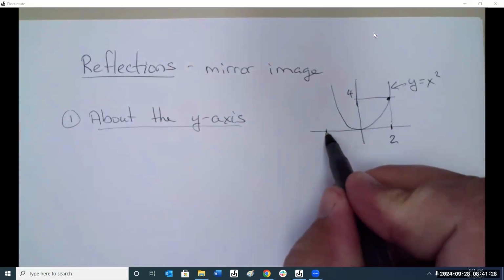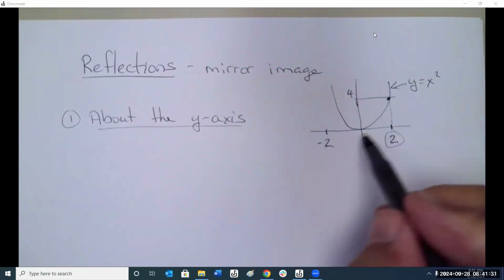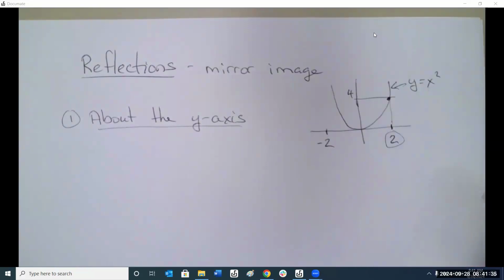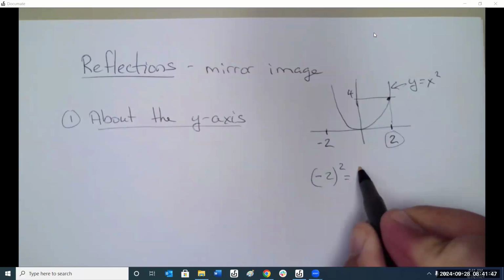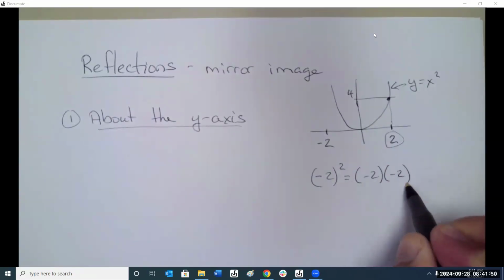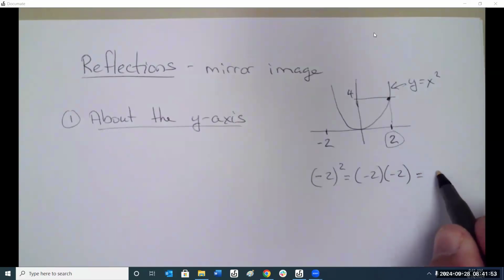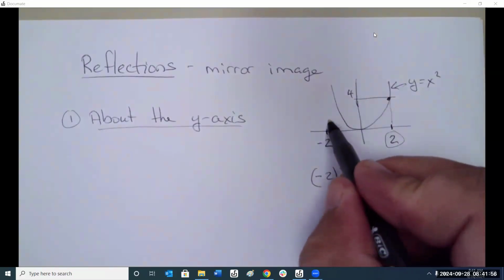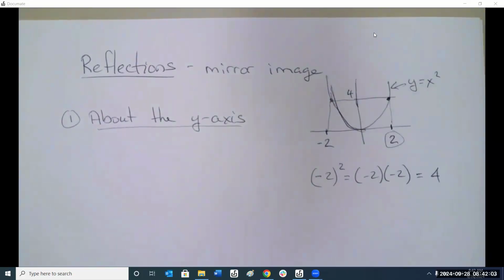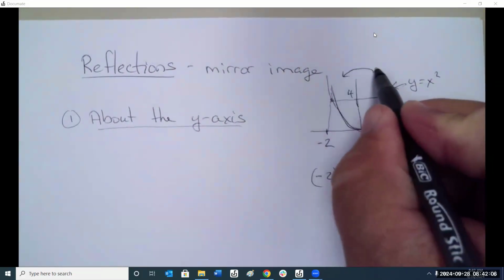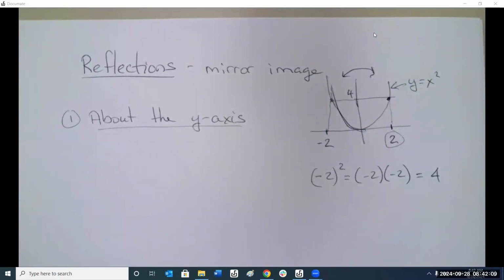Which means that if I change the sign of this number and plug it in there, what do I get? If I get -2 and put it in there, what do I get? Let's try it. -2 squared means -2 times -2, which is what? +4, which is the same thing there. That is a reflection about the y-axis. So what defines a reflection about the y-axis?